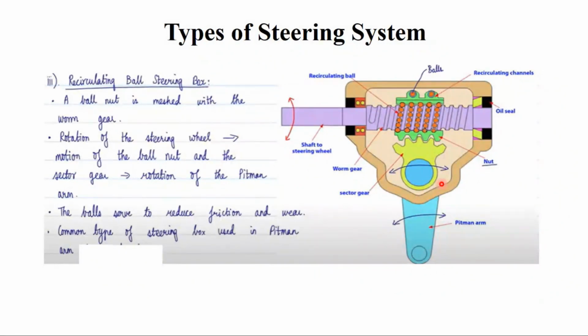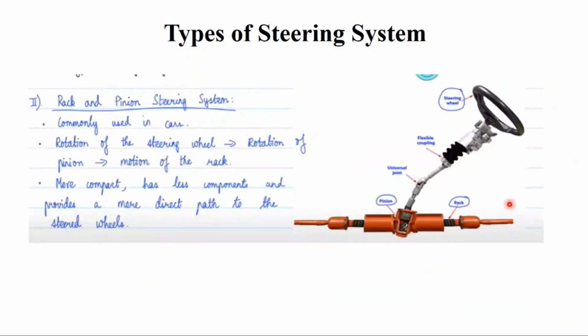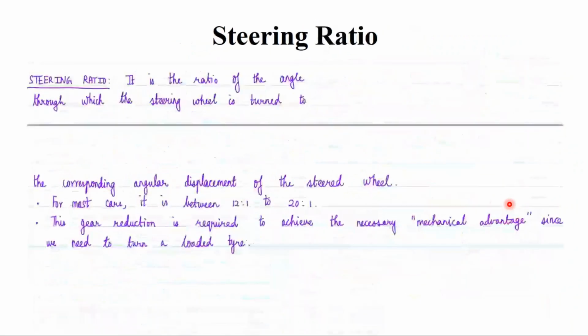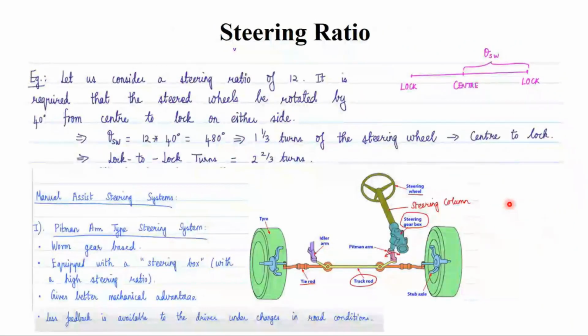And here the ball nut is meshed with the worm gear. And here the rotation of the steering wheel leads to the motion of the ball nut, and then the sector wheel, and finally the rotation of the pitman arm. Okay. So these are all the types of pitman arm type steering system, which is the first type.